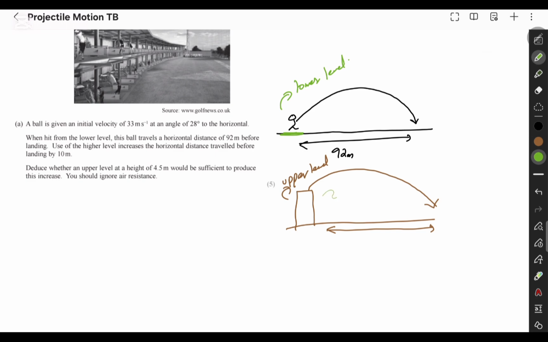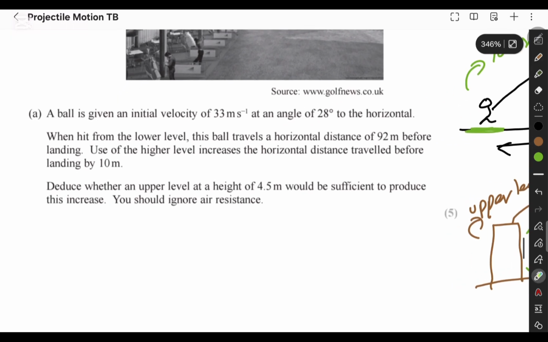Now, the question is asking whether this upper level being 4.5 meters is enough to cause the horizontal distance to be 102 meters. Because what the question says here is that use of the higher level increases the horizontal distance traveled before landing by 10 meters, which means now our horizontal distance is 92 plus 10, so 102 meters.